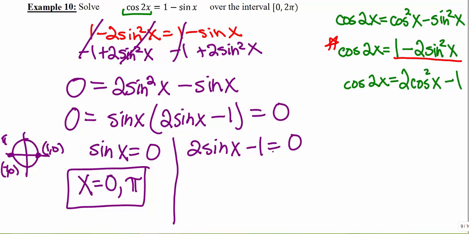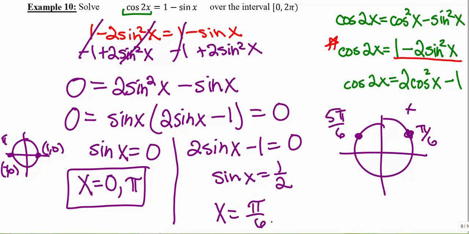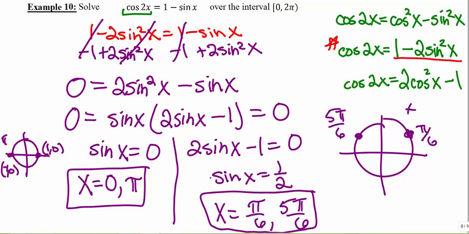And then we need to add 1 and divide by 2. So we get sine x is equal to 1/2. And on the unit circle, those two angles would be pi over 6 from quadrant 1 and 5 pi over 6 from quadrant 2. So we get 4 possible solutions here for x that satisfy the original equation.